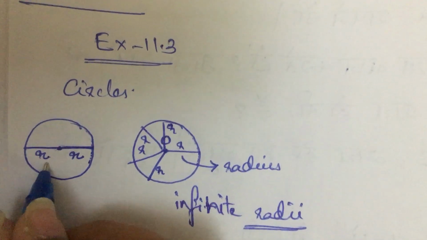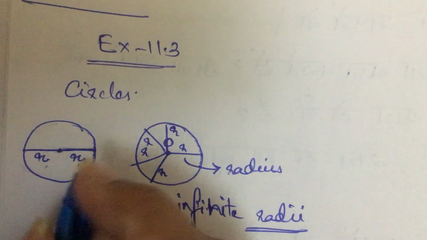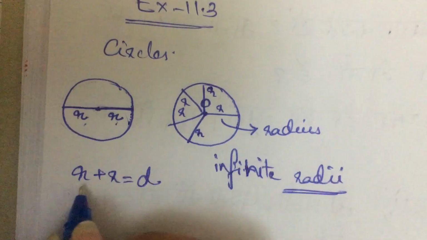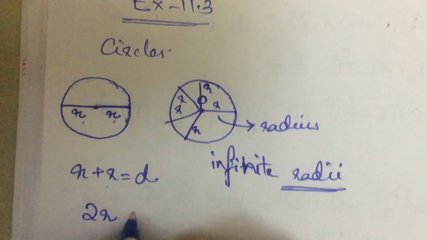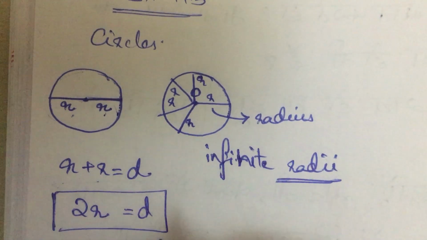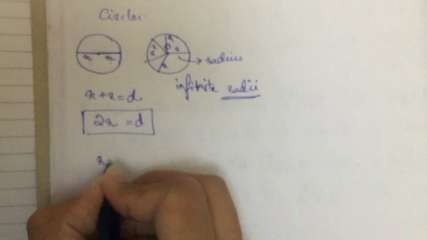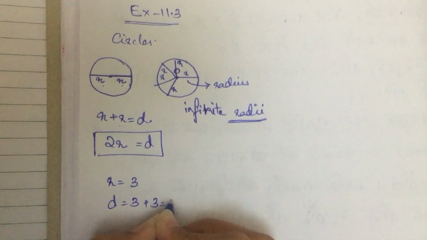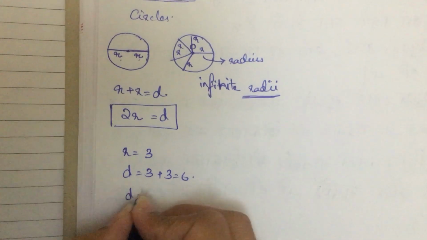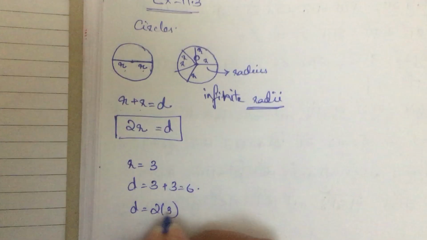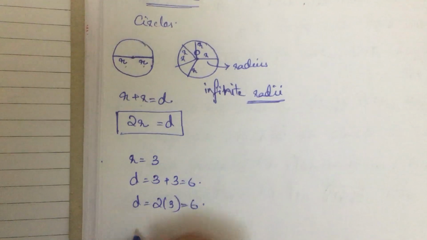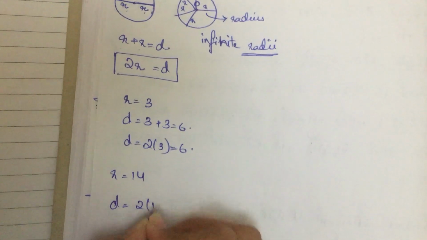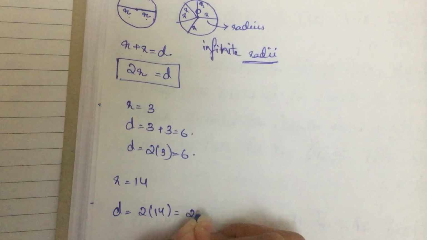Now radius plus radius of a circle becomes the diameter. So r plus r, in algebra, is 2r equal to d. If the radius is given as 3, then the diameter is 3 plus 3, which is 6, or d is equal to 2 times 3, that's 6. If the radius is 14, then the diameter is 2 times 14, which is 28.